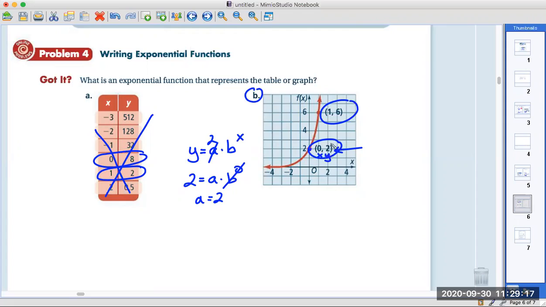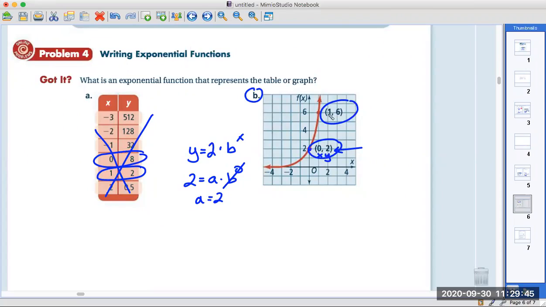So look at the y, from 2 to 6, it triples. You can already see that B is going to be 3, to the power of x. But if you don't understand that concept, or if the numbers are not as clearly connected, you can do this. So now you found A is 2. Let me show you what else you can do. 2 times, we still need to find B.